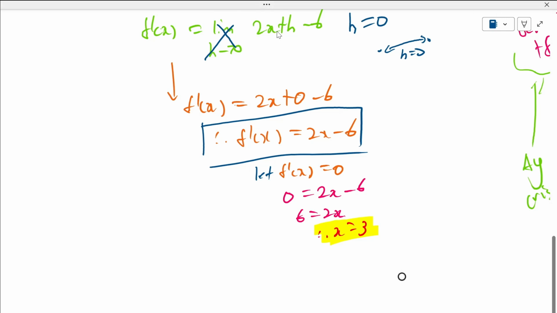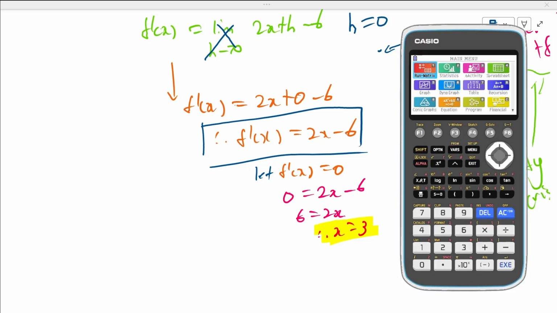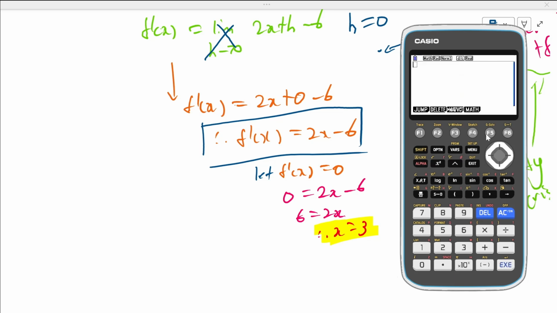Now, a good strategy I'd recommend is to further check your answer by using your graphics calculator. So let me get my graphics calculator up here, okay? And let's go to run matrix, okay? Press options, press F4 for calc, because that's calculus, and press this D of dx here.